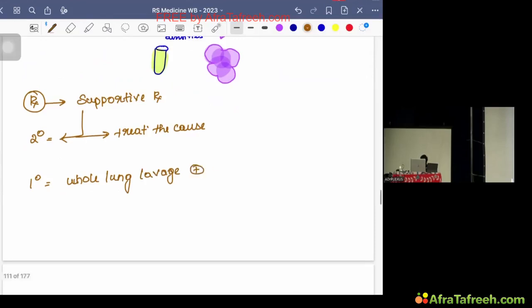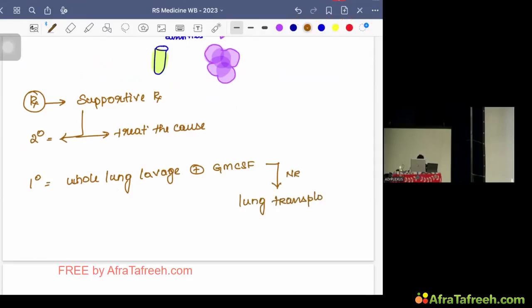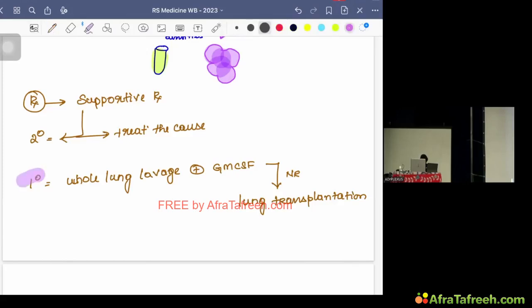You can also go for GM-CSF supplementation. If there is no response, then you go for lung transplantation. So you go for whole lung lavage with GM-CSF, and if there is no response, you can go for lung transplantation. The ultimate treatment here is lung transplantation. So this is the treatment of primary and secondary PAP.